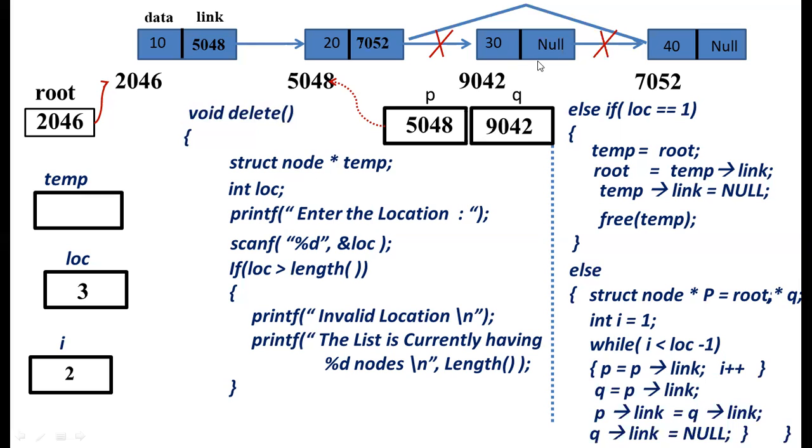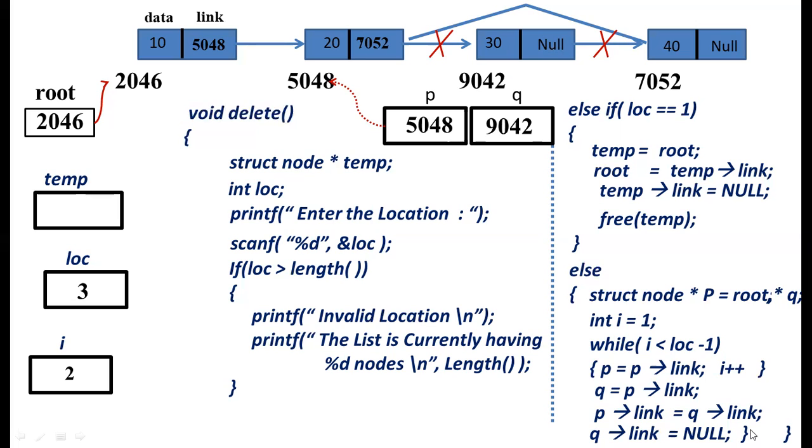So now we have to free this Q. So how can we free it? We can write free of Q. Then this memory can be reallocated for other purposes. So we can write here one more statement, free of Q.